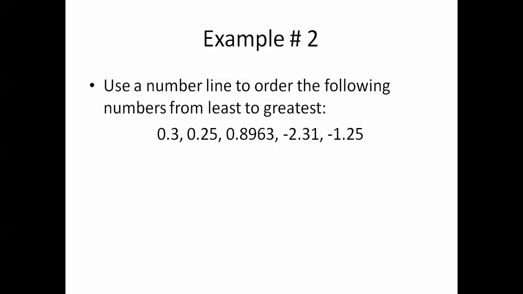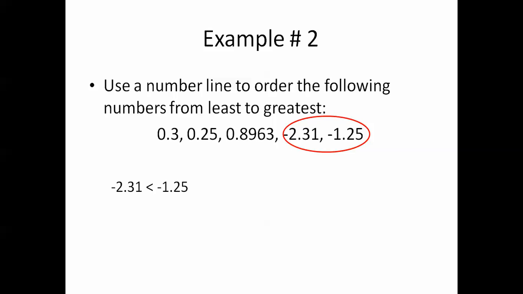Use a number line to order the following numbers from least to greatest. So, let's look at the negative numbers first. And we know the higher the value of a negative number, the farther it is from 0. So that actually means that it's less. So negative 2.3 is less than negative 1.25 because it is farther from 0.